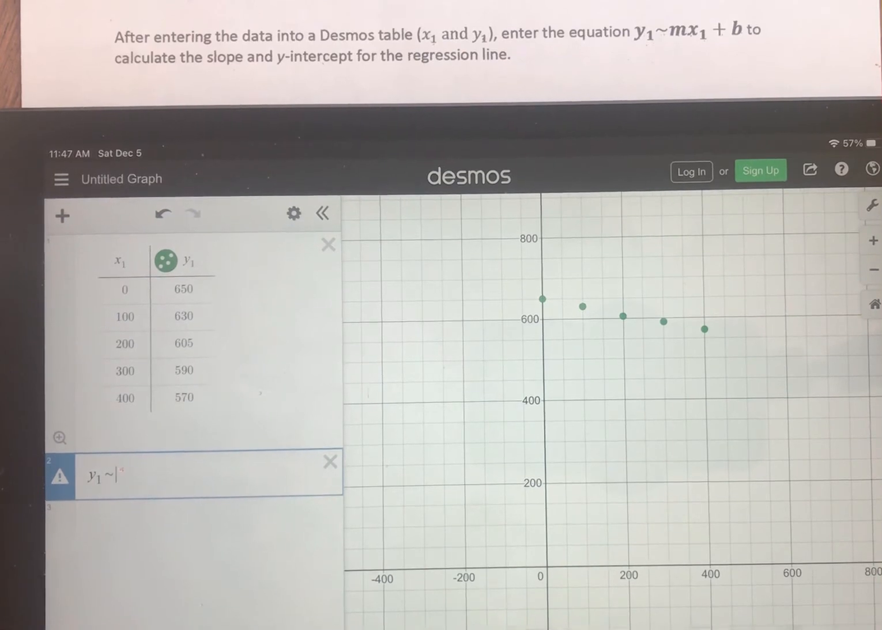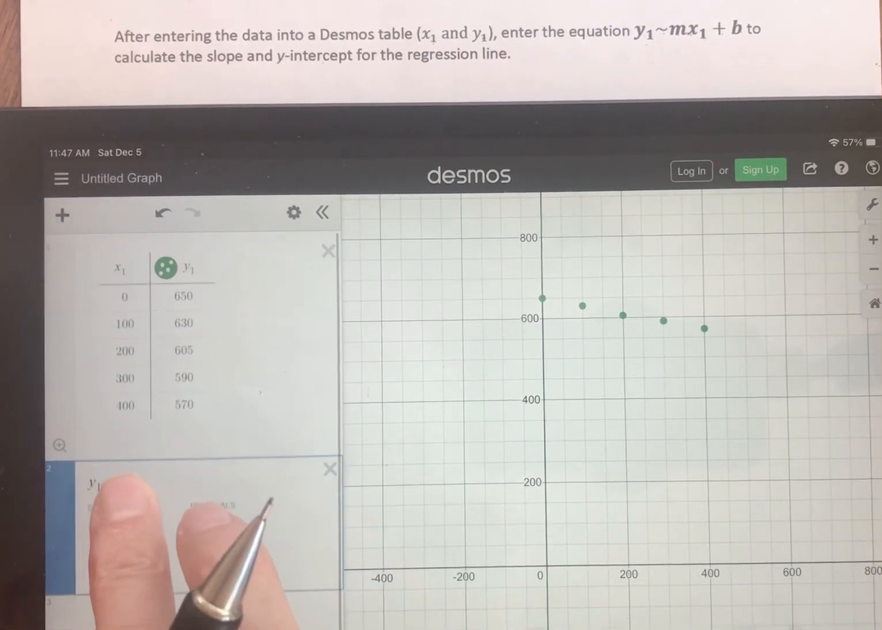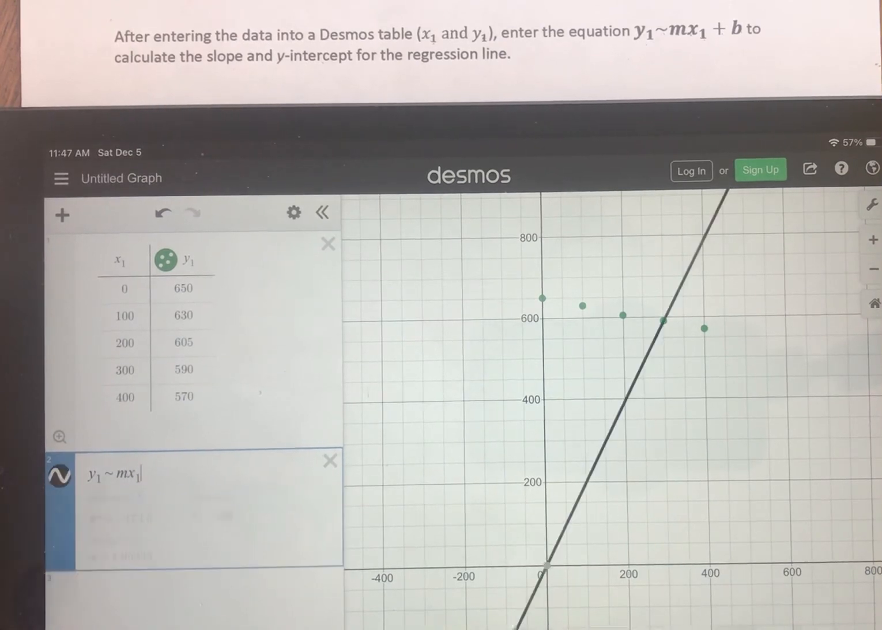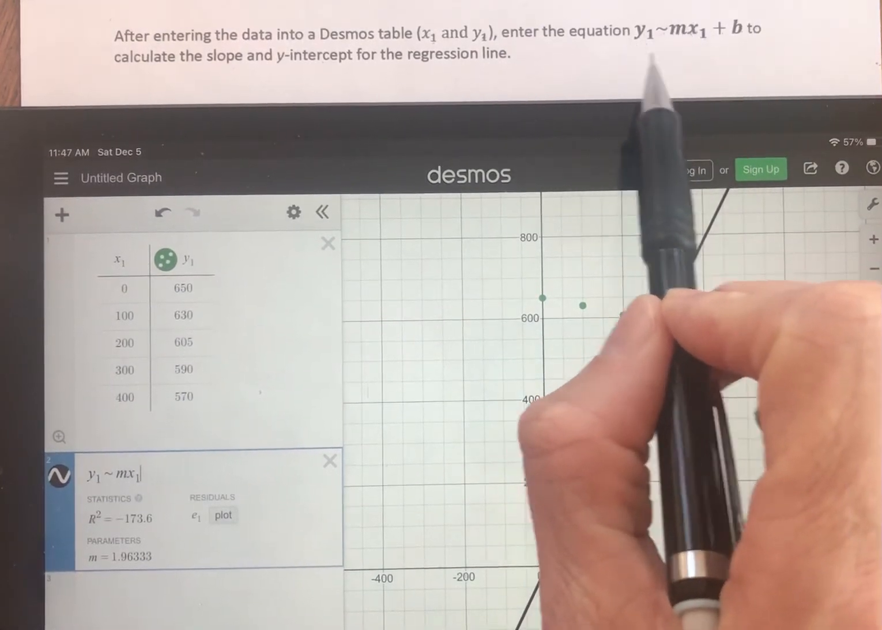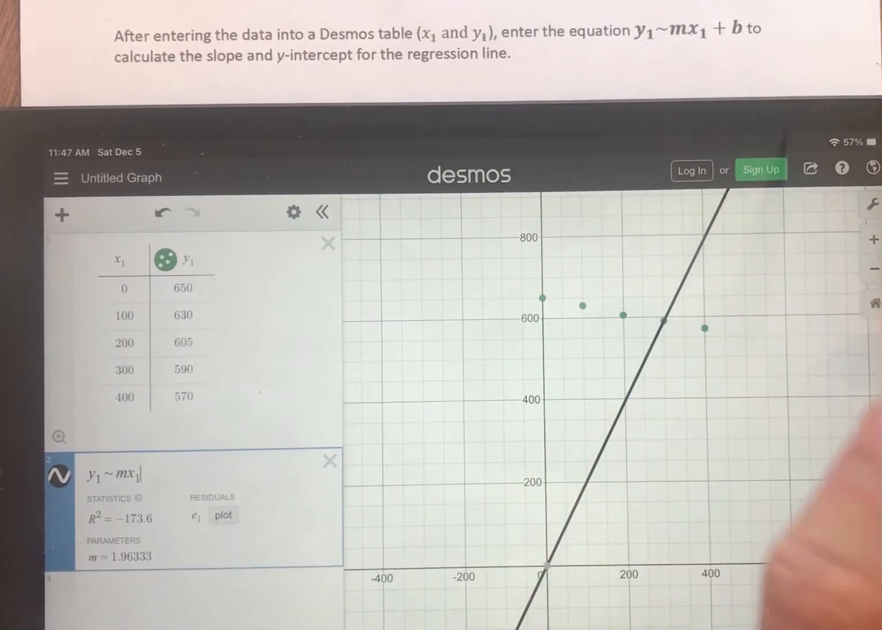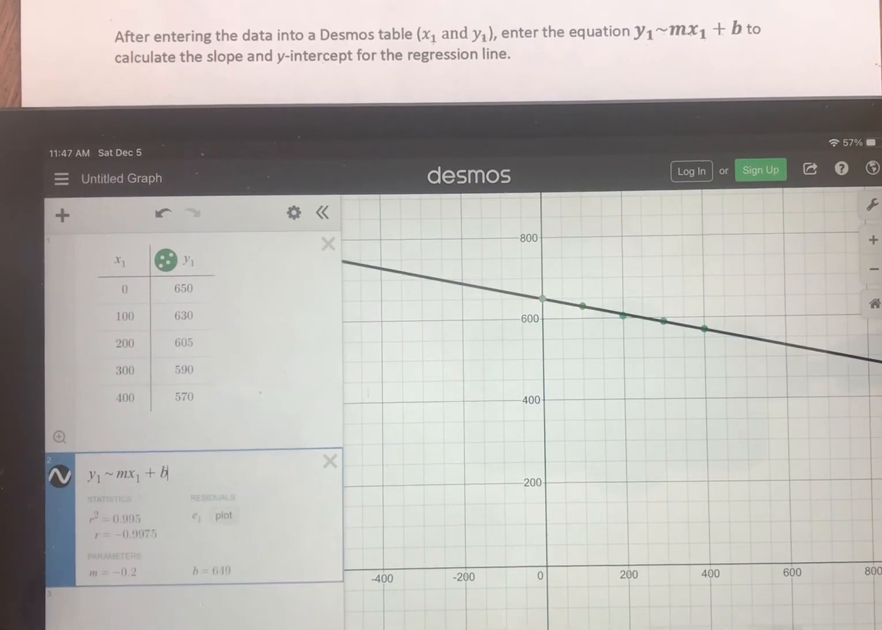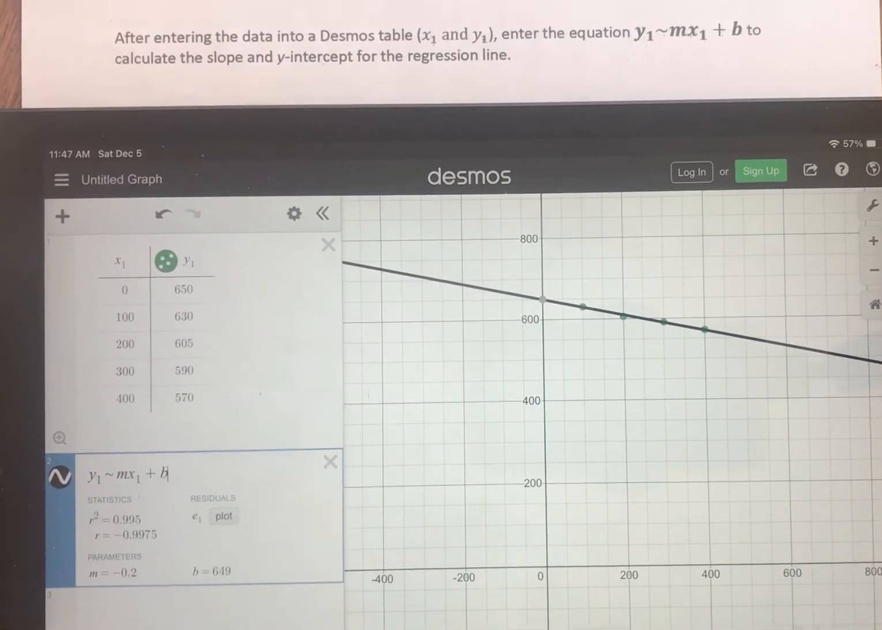The letter M, when you put in M, Desmos reads that as slope. So there's your slope, and it's already beginning to give us some statistics here. Now I need to put in the X, and again, sub 1. I'm just copying this right up here for a line. And then plus B. So I need to go back to the ABC keyboard and put in a B. And there you have it.